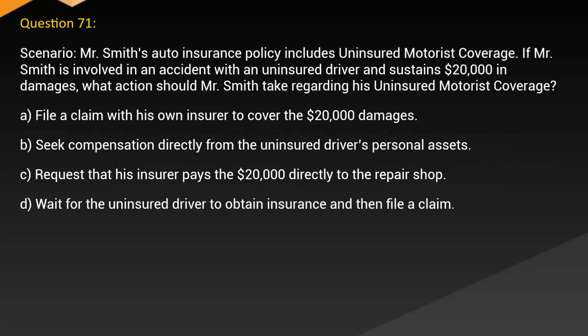Question 71. Scenario: Mr. Smith's auto insurance policy includes uninsured motorist coverage. If Mr. Smith is involved in an accident with an uninsured driver and sustains $20,000 in damages, what action should Mr. Smith take regarding his uninsured motorist coverage? A. File a claim with his own insurer to cover the $20,000 damages. B. Seek compensation directly from the uninsured driver's personal assets. C. Request that his insurer pays the $20,000 directly to the repair shop. D. Wait for the uninsured driver to obtain insurance and then file a claim.